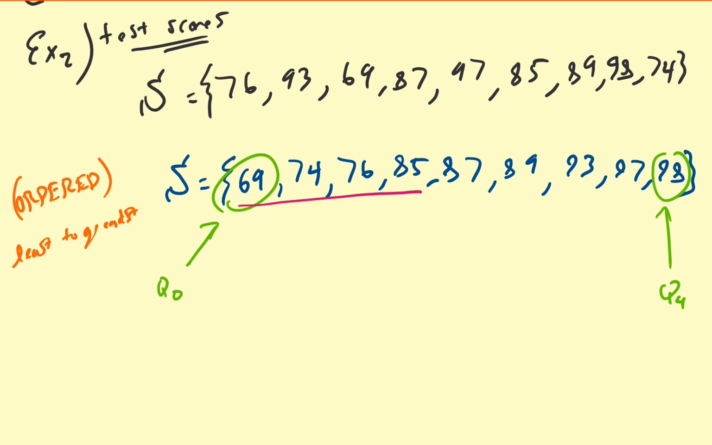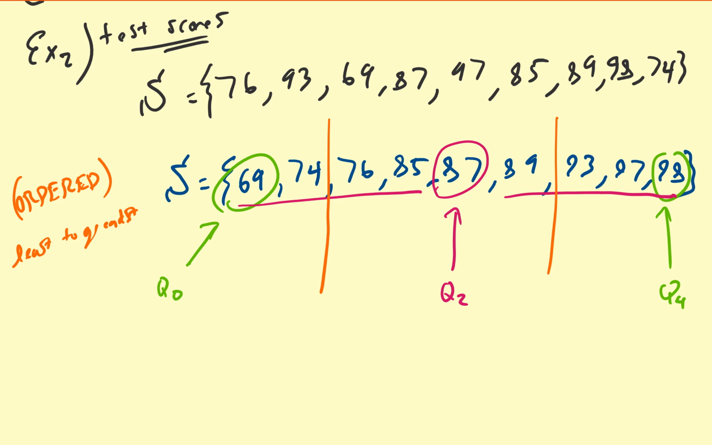So we have 4 data points on the left and 4 data points on the right of 87. That means 87 is going to be the median of this data set, which is Q2. To break this data into more equally sized pieces, I can cut in between 69 and 74, and cut in between 89 and 93, and that is where Q1 and Q3 are going to be located.